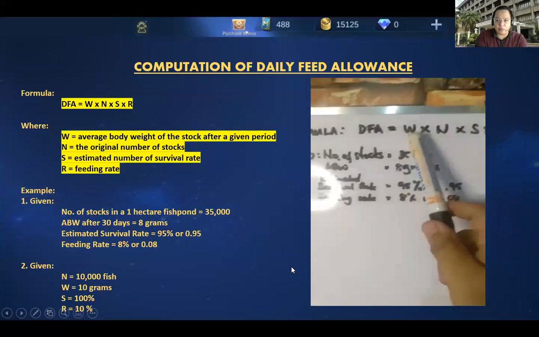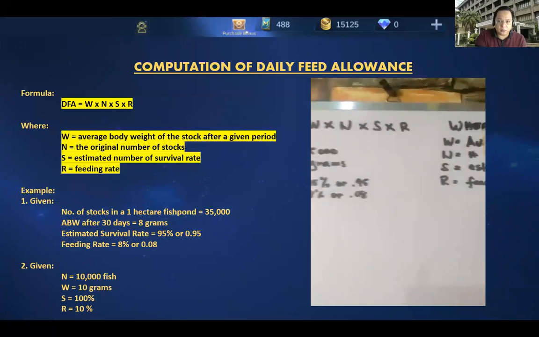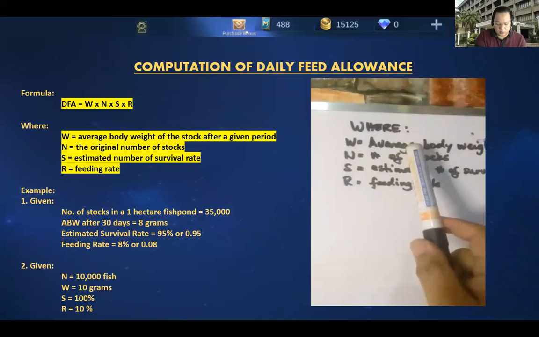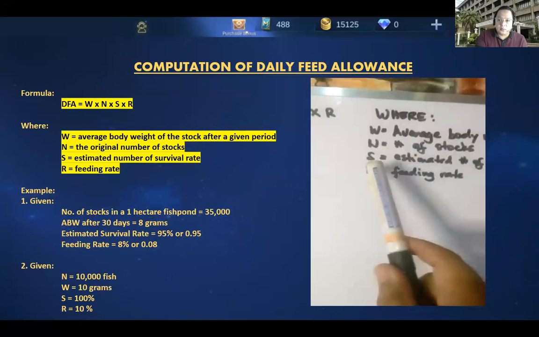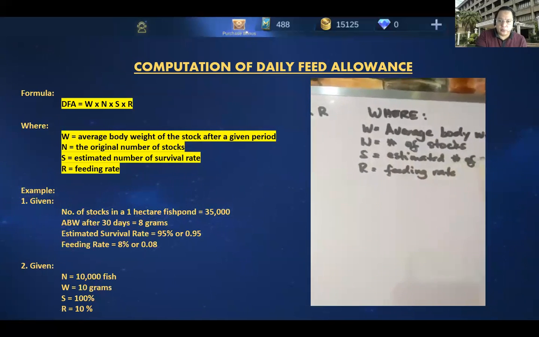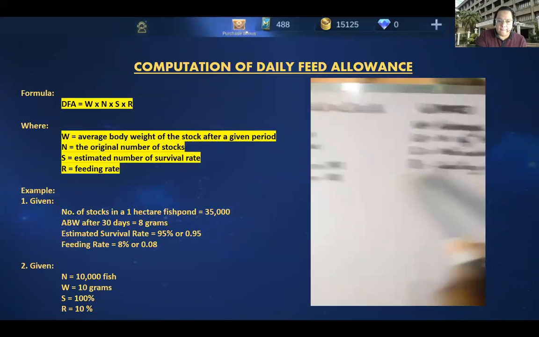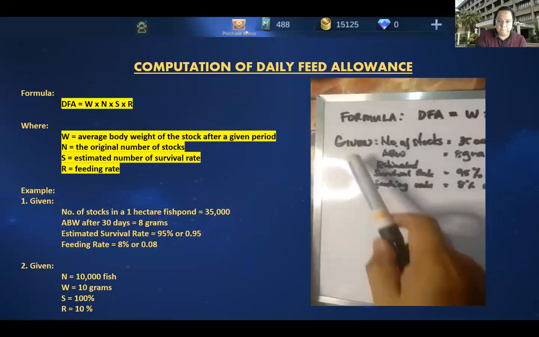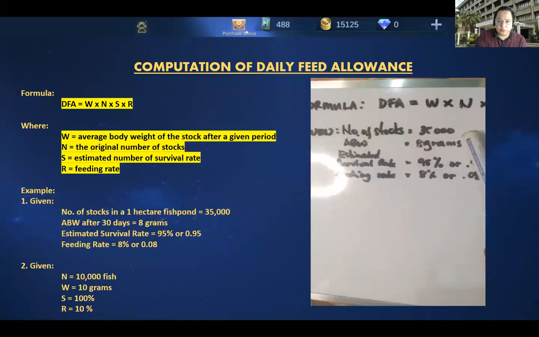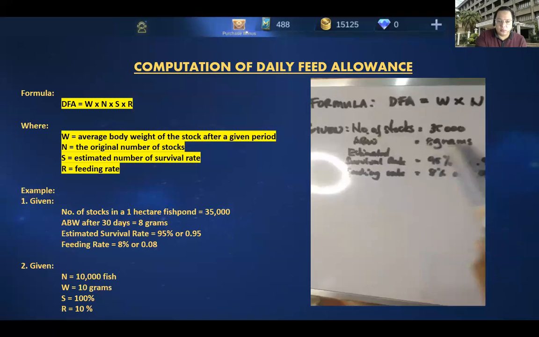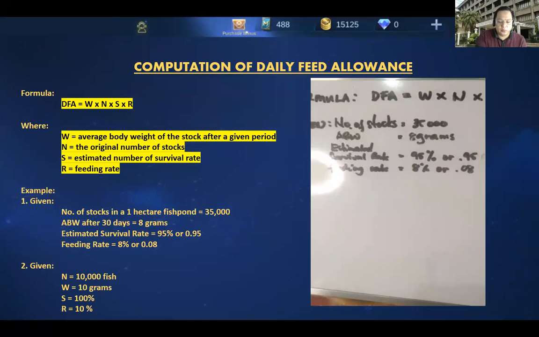DFA is equal to W times N times S times R, where W is the average body weight, N is the number of stock, S is the estimated survival rate, and R is the feeding rate. So if the given problem is: number of stock is equal to 35,000, average body weight is equal to 8 grams, estimated survival rate is 95%.